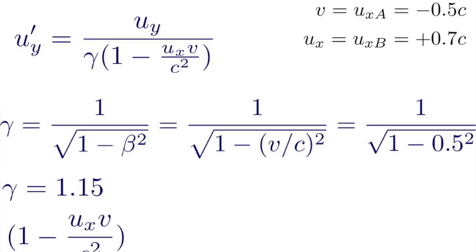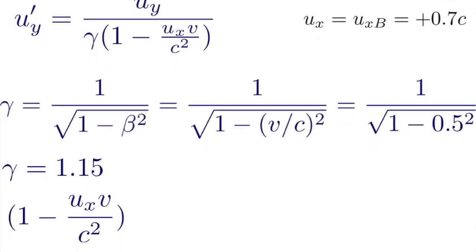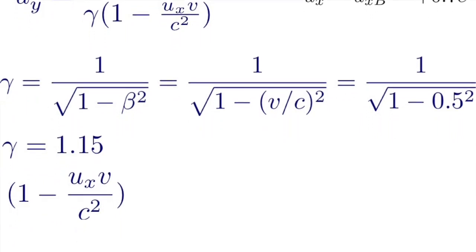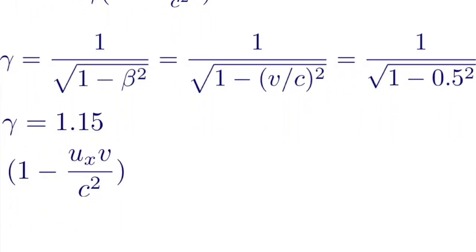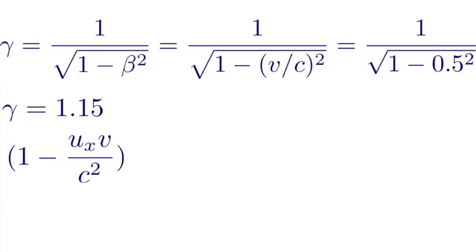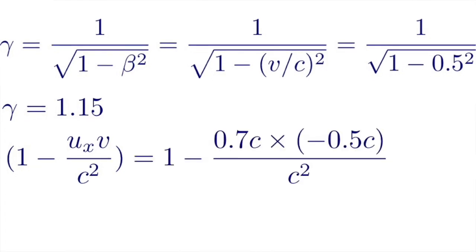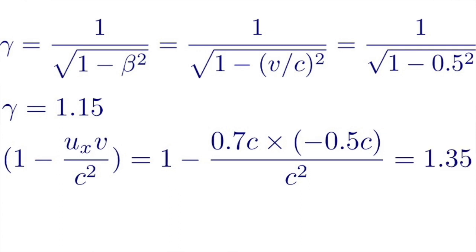Then the other term on the denominator, 1 minus u sub x v divided by c squared, we put in the numbers. Now we have that u sub x is 0.7 and v is minus 0.5. From here we get that the parenthesis is 1.35. With that in hand, now we can go and calculate those velocities.